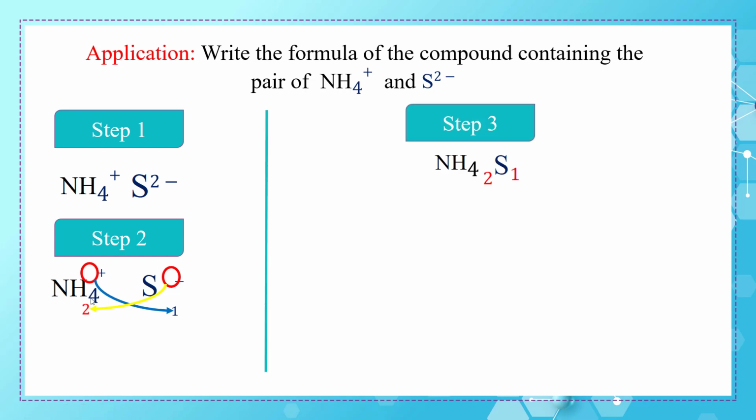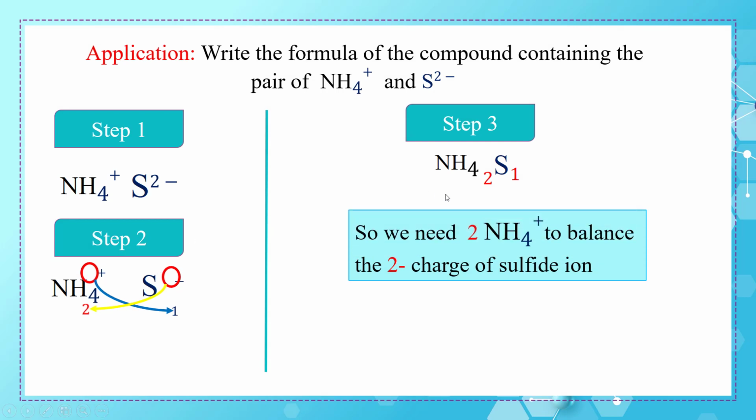Step 3. So I have NH4 2 S1. So we need 2 NH4 in order to balance the 2 minus of the anion of the sulfide ion. So when I need 2 NH4, the NH4 should be kept between brackets, not left without brackets. So the ionic compound becomes (NH4)2S.